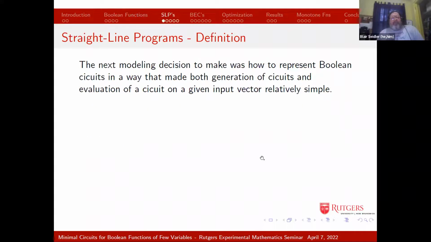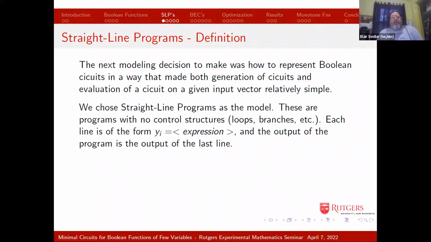The next major modeling decision that we had to make is how we were going to represent circuits. We wanted something that would make it easy to generate them and also relatively easy to evaluate. So we chose straight line programs. There are a few different variations of this, but essentially a straight line program just doesn't have any loops or if statements or any of that. Every single line in the program is either reading an input or doing some operation on results of previous lines. And the output of the program is just whatever the output of that last line is.